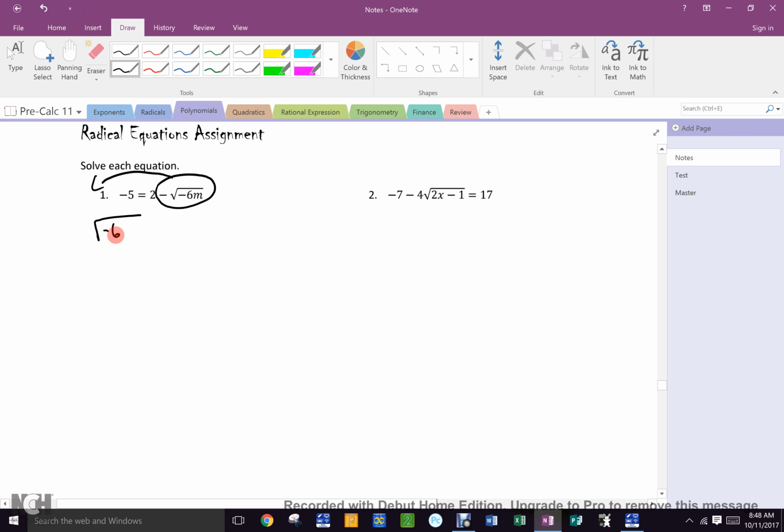No. Negative 6m. Now, if I move this radical over here, what was already over here? That negative 5. So that radical's not isolated, is it, Sukpal? No. So I got to move this over here. What happens to that negative 5 when he comes over here? Positive 5. What was already over here? Positive 2. So what does that give me? 7. Now, is my radical isolated? Yes. So what's my next move? Square it.